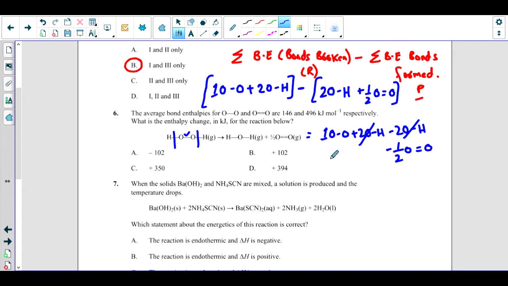What is the enthalpy of the O single bond O? It is 146 minus half of 496, like 496 over 2. When we solve this equation, what answer will we get? We will get negative 102. So what's the answer? A, minus 102, is the correct answer. Using this formula, we can solve this type of question: bonds broken minus the bonds formed.